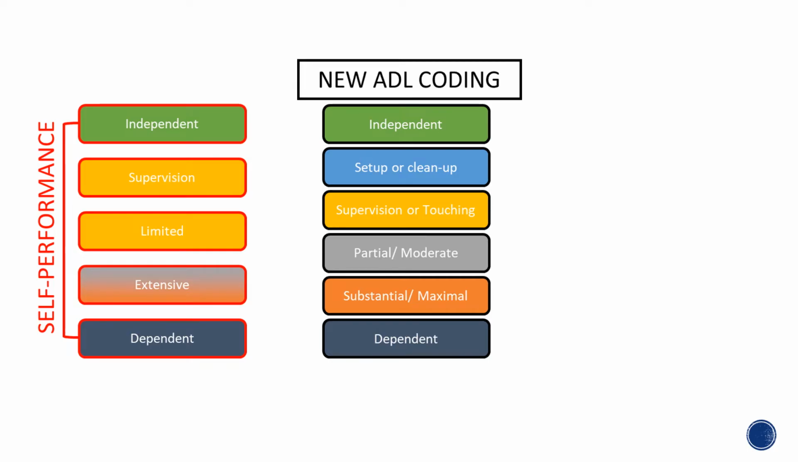First, let's focus on self-performance. Independent, that will still be coded as independent. Supervision and limited are now combined into a category called supervision or touching. Extensive is now divided into 2 areas, and these areas are partial and moderate assistance and substantial maximal. And dependent, that stays the same. It's still coded as dependent.